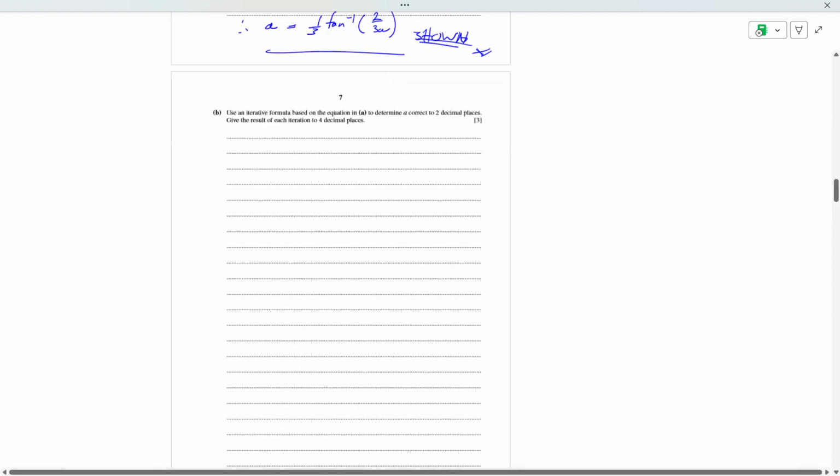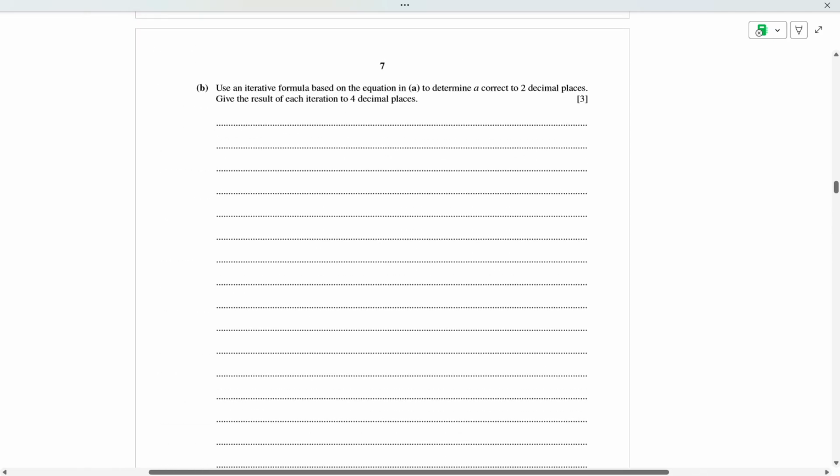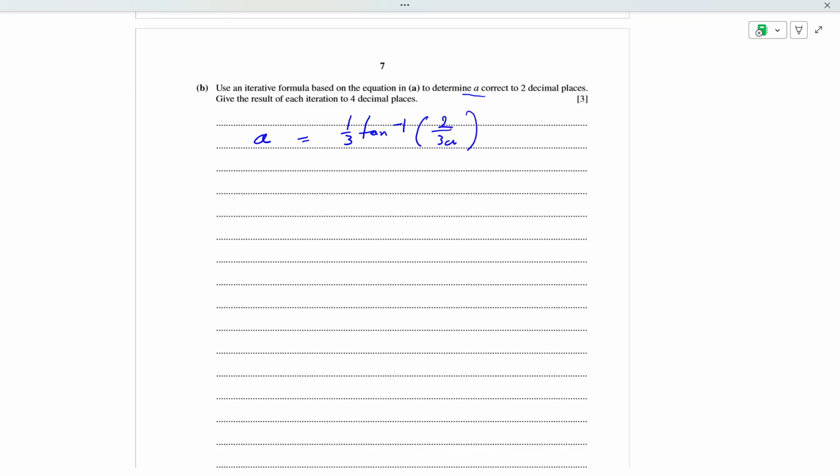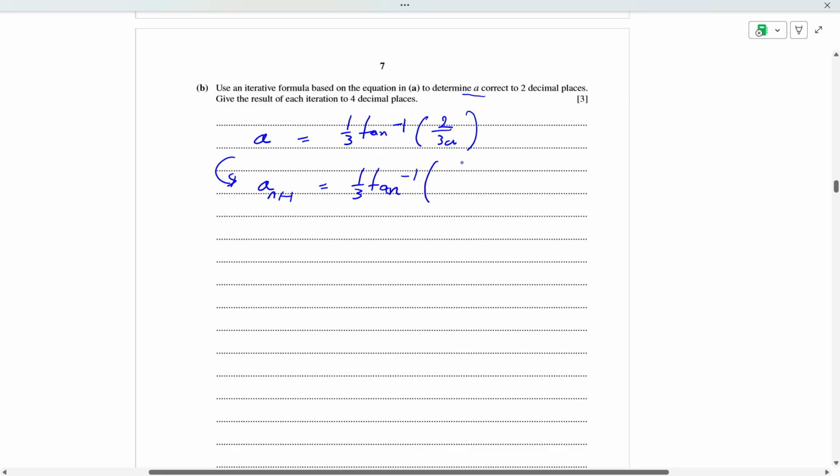Okay. Part B. Use an iterative formula based on the equation in A to determine the value of a correct to two decimal places. Okay, well now we want to take our formula, a is equal to 1/3 tan inverse of 2 over 3a. And then we want to convert it to a n plus 1 is equal to 1/3 tan inverse of 2 over 3a n. This is the formula that we should form whenever we want to do numerical solutions.